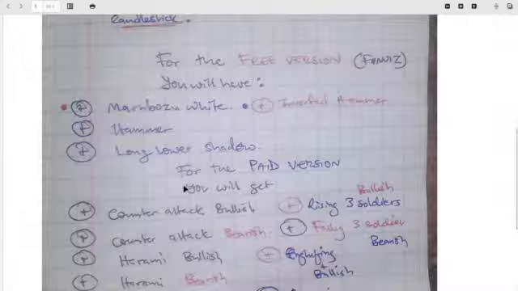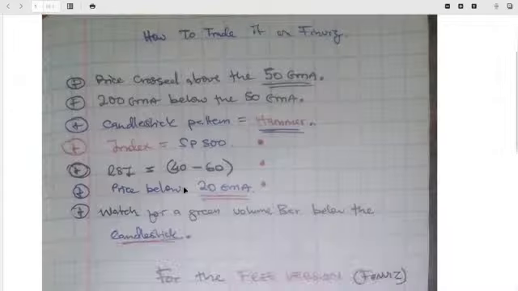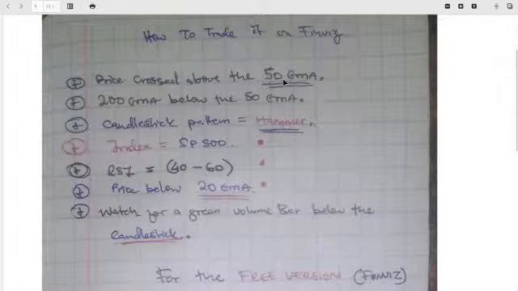All right. So this is the criteria again. The price has to be crossed above the 50 EMA. 200 EMA should be below 50 EMA. The candlestick pattern should be a hammer. Index S&P 500, RSI 40 to 60. Price below 20 EMA. Watch for the green volume bar below the candlestick pattern.